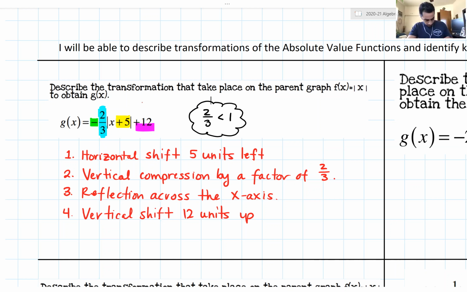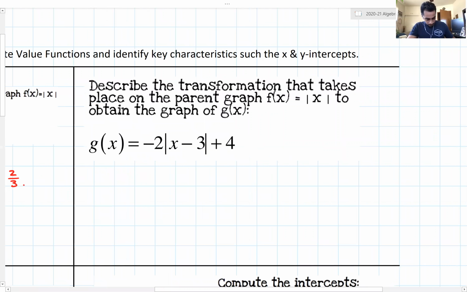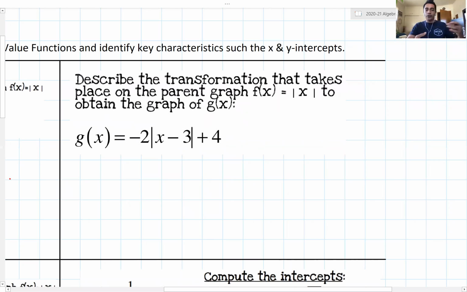All right, let's move on. Let's take a look at the next one. All right, now you see all this wording in front of it, right? It says describe the transformation that takes place on the parent graph to obtain the graph of g of x.